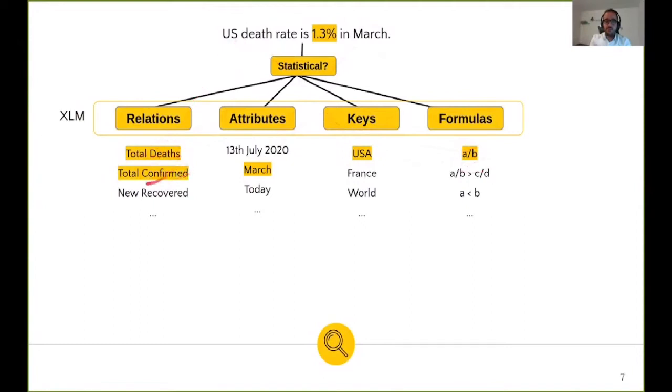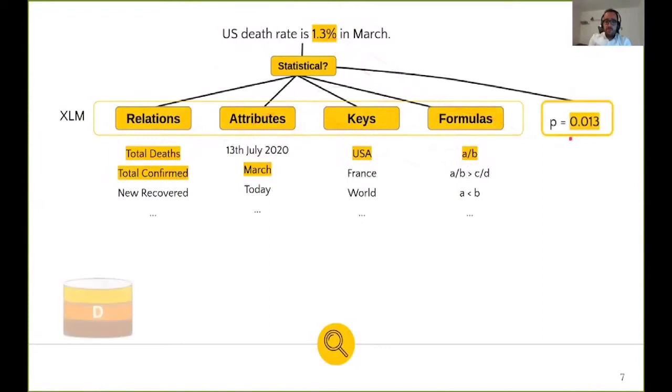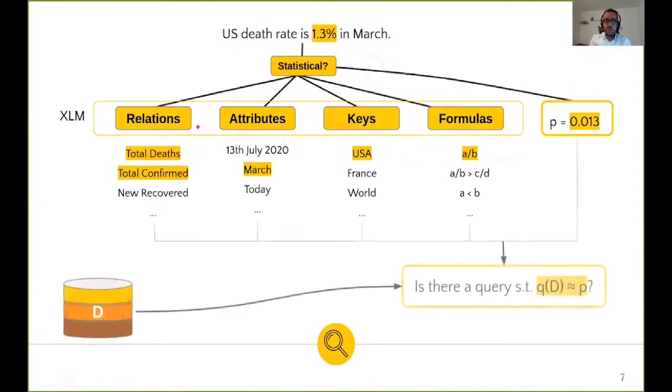2 numbers. And what we want to do is, we have our claim, which is 0.013, and given a trustworthy database, which contains updated coronavirus statistics, we want to see if, given these predicted properties, we can find a certain query that, if executed on this database, gives us an answer very close to the claim in question.